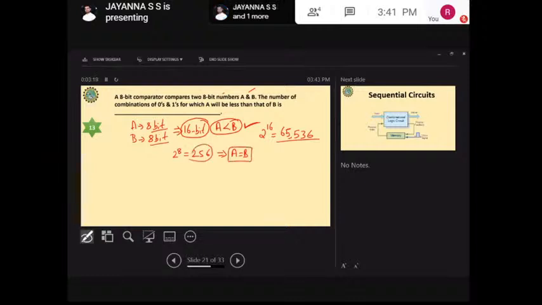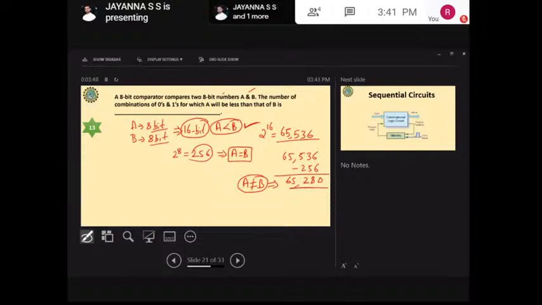So what we are going to do is subtract 256 from the total 65,536. You are going to get 65,280. So the remaining combinations are for A not equal to B. For this condition, you are going to get 65,280 combinations.